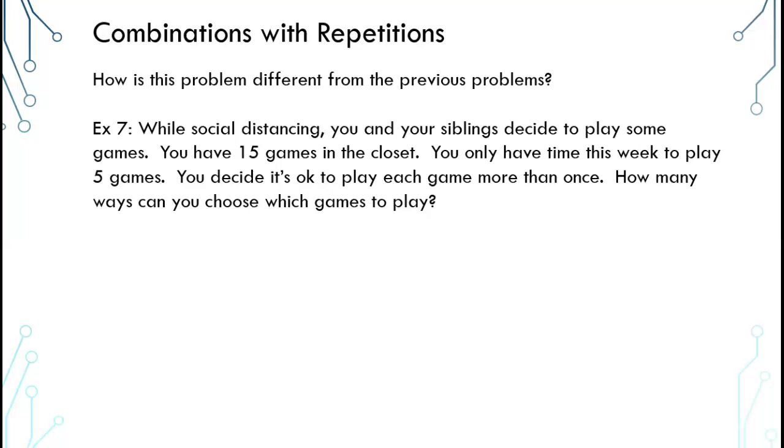While social distancing, you and your siblings decide to play some games. You have 15 games in the closet. You only have time this week to play 5 games. You're very busy with all your e-learning. You decide it's okay to play each game more than once. How many ways can you choose which games to play?